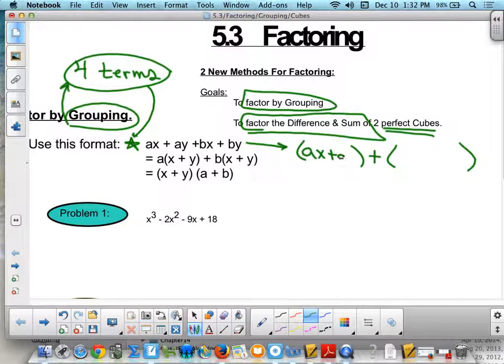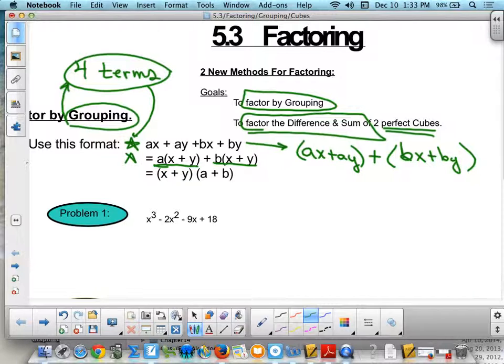AX plus AY plus, now what? BX plus BY. Now remember, they're telling you this is how grouping works. So what you do with the first 2 is you take out the GCF. What's the GCF? A. Look, they took out an A. What's left? X plus Y. Okay, you see that? Now, what did they do here? They took out a what? A B. Here's the B. What's left? X plus Y. Okay, so that was the first step, and it's always going to be like that for you.